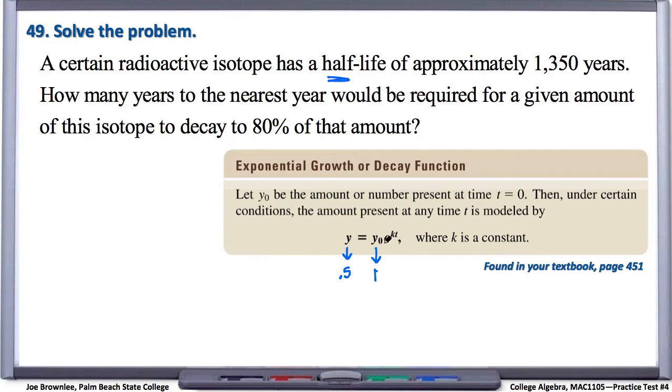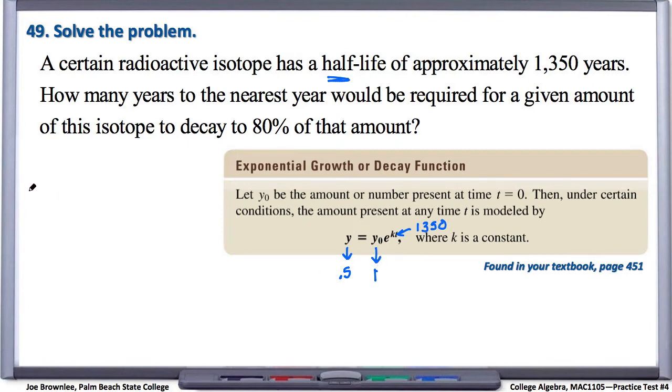Now we know e is Euler's number, so nothing to solve for there. K is what we're looking for, the constant rate of decay for this isotope, and t is the half-life. How long does it take for half this isotope to decay? That's 1,350 years. Using all of this information, we'll plug it into the exponential decay function, solve for K, and then find how many years it takes for 80% of this isotope to remain.